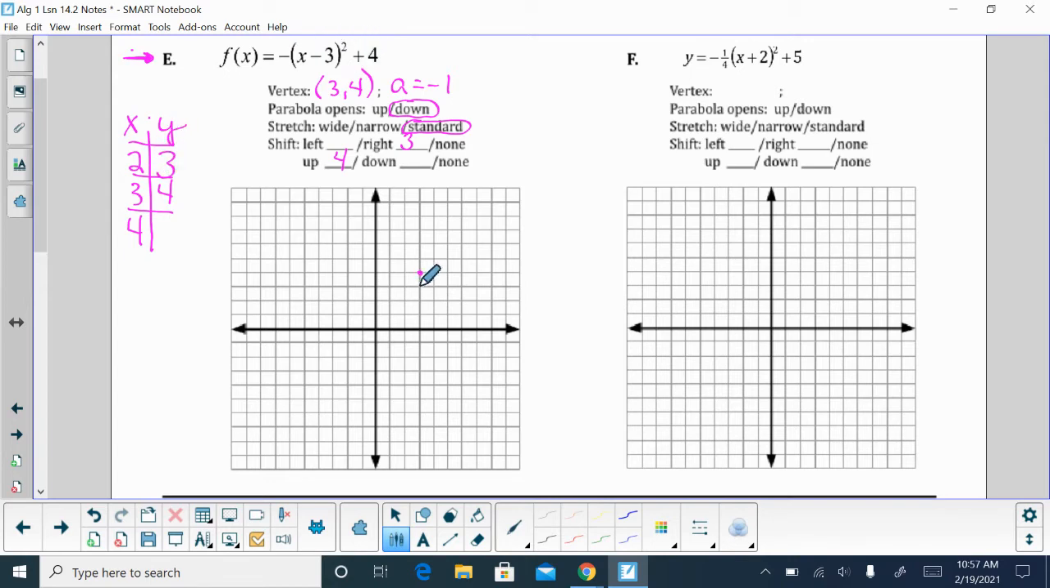So when x is 2, y is 3. And when x is 4, I plug that in here, and I find out that the corresponding y value is 3. So when x is 4, y is 3. That quickly gives me an idea of how wide my graph's going to be.